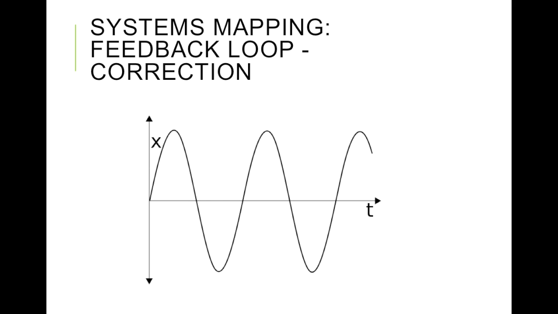So basically, if you plot a balancing feedback loop against time on the x-axis, and on the y-axis, it would be the level of hungriness, then you would get this oscillating graph.